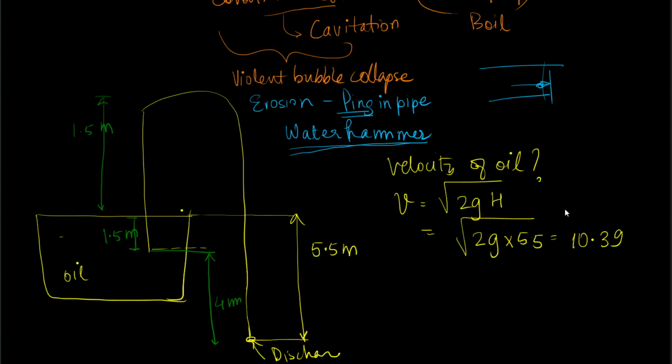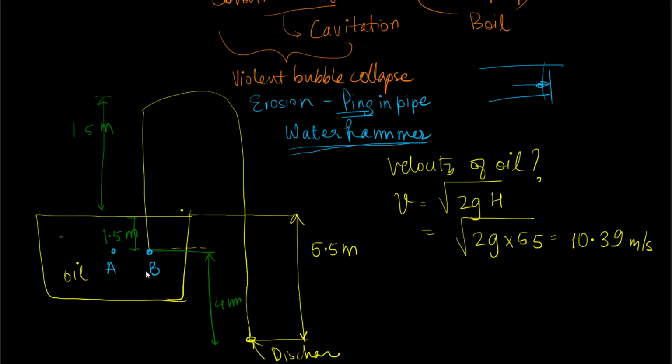The square root of 2 times 9.81 times 5.5. Yes, it is 10.39 meter per second. So the next question is, what is the pressure at point A? I have not defined what is point A. Point A is over here, and this is going to be point B.